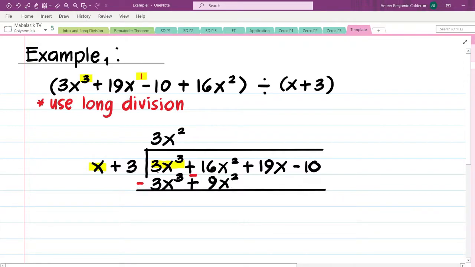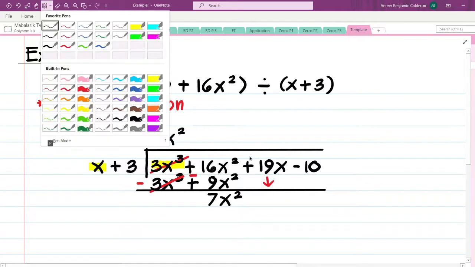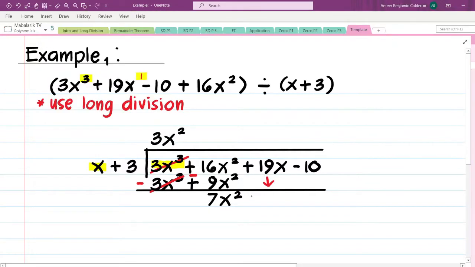So if we add these two, obviously they cancel out. And then we have 16x squared minus 9x squared. So that is 7x squared. And then we bring down the next term, 19x. So plus 19x. And then we just repeat the process.